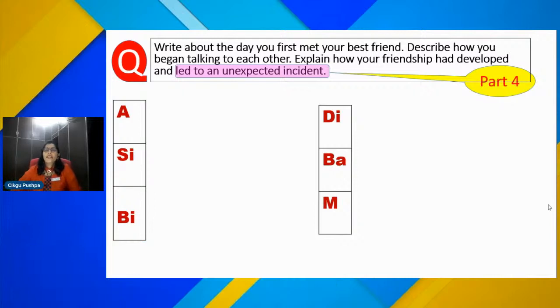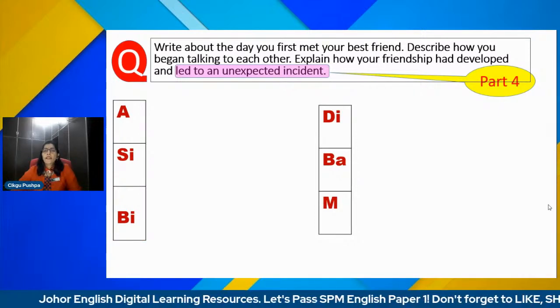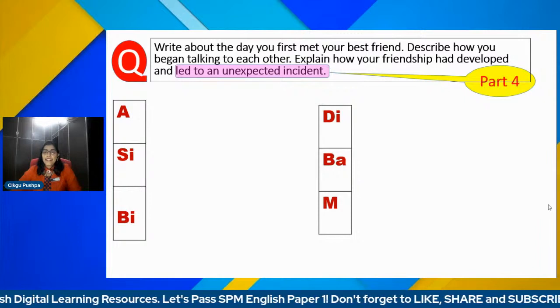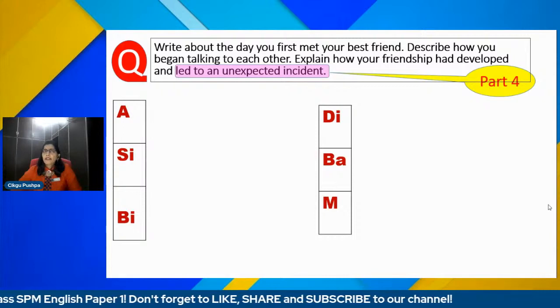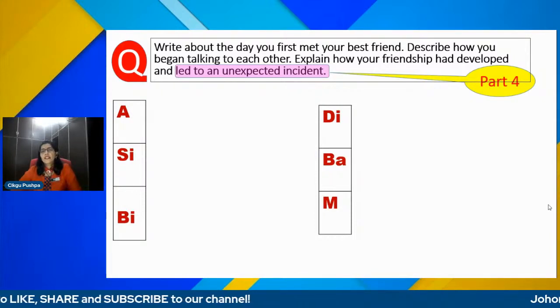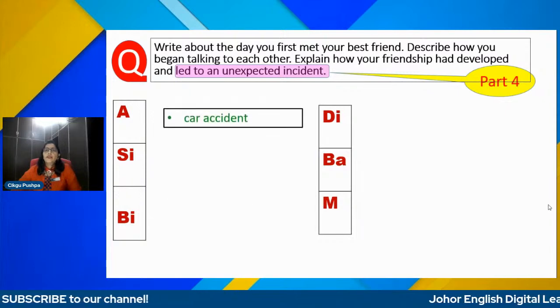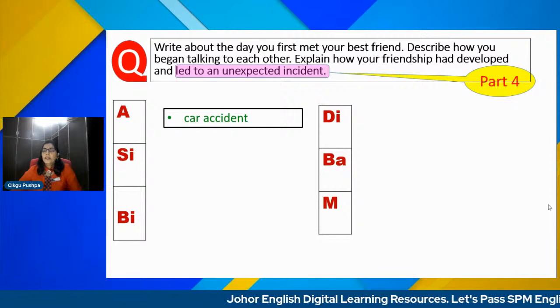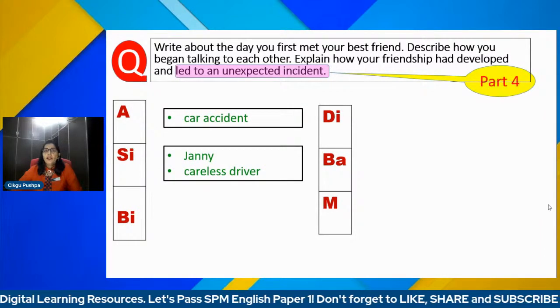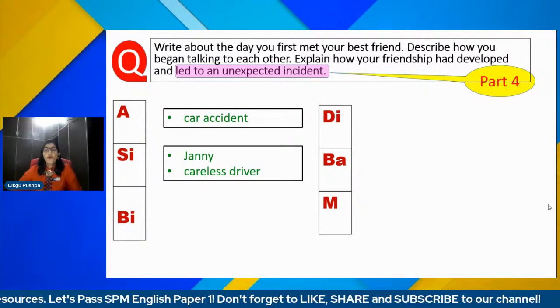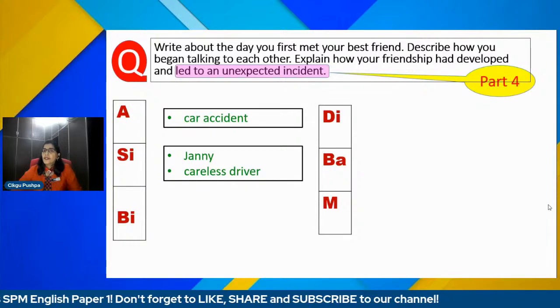Right now, so let us see here, part 4, unexpected incident. So you have to think, what? Apa? Unexpected, tak dijangka, tak disangka. Incident, peristiwa. Jadi apakah peristiwa? Okay, so try to think of an incident. Car accident. Okay, good. Now next, who involved? Ask yourself. Right, Jenny. Who actually is the main reason, or who caused it? So a careless driver.